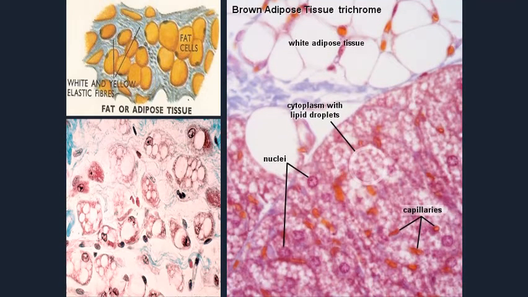Brown multilocular adipose connective tissue: lipid will be oxidized by the mitochondria and will release energy, and this energy will be carried by the blood vessels that are present between these cells in order to generate heat. This photomicrograph shows white adipose and brown adipose together. This shows that the white adipose will replace the brown with increasing age.